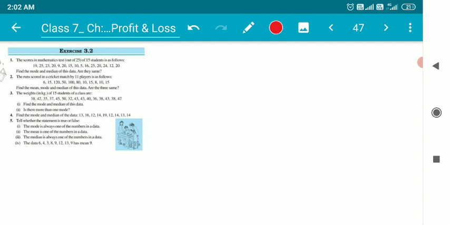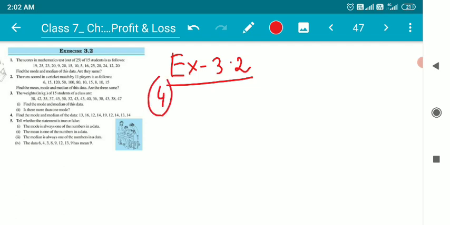Children, we have been dealing with chapter 3, that is about data handling. And presently, at this moment, we are dealing with exercise 3.2, question number 4. So, from question number 4, we will start this video. Here in this question number 4, it's written: find the mode and median of this data.